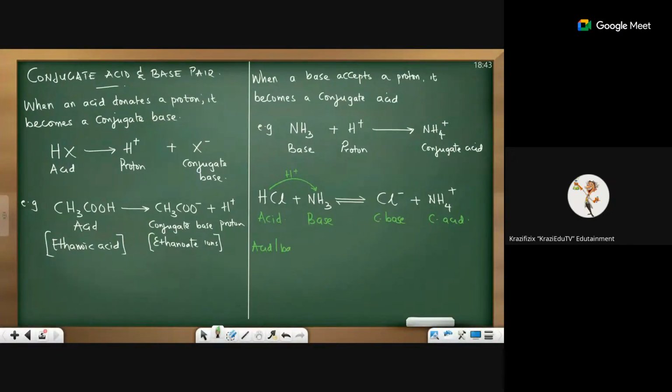Acid base pair. My first pair, HCl and Cl minus. HCl is an acid, Cl minus is a conjugate base. And the second one would be what? Ammonia and NH4 plus, ammonium ions. I don't know if that is clear as our first example.